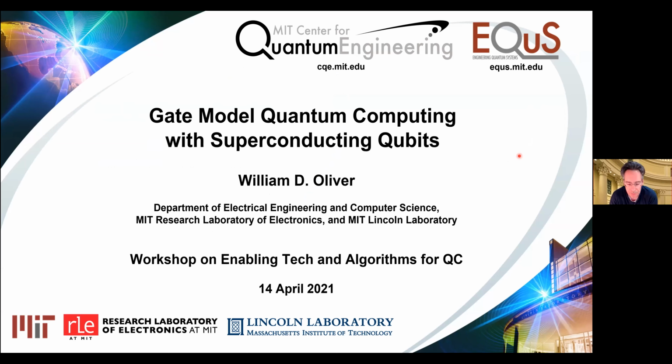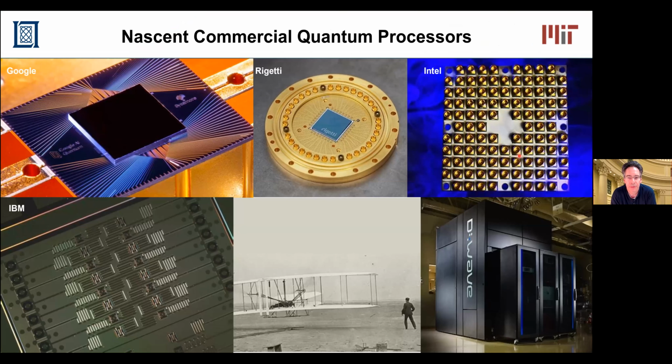So of course, with superconducting processors, we have nascent commercial versions, some of which are even accessible online. And we know of Google's Sycamore chip, and I'll talk a little bit more about that later. Rigetti, for example, IBM, of course, has a lot of online quantum computers. The picture in the upper right is the backside of an Intel chip. And then there are also other types of quantum computers, not just gate model, but for example, quantum annealers from D-Wave. And of course, this picture in the middle is not a quantum computer. You probably recognize this as the Wright Flyer, which is the first airplane.